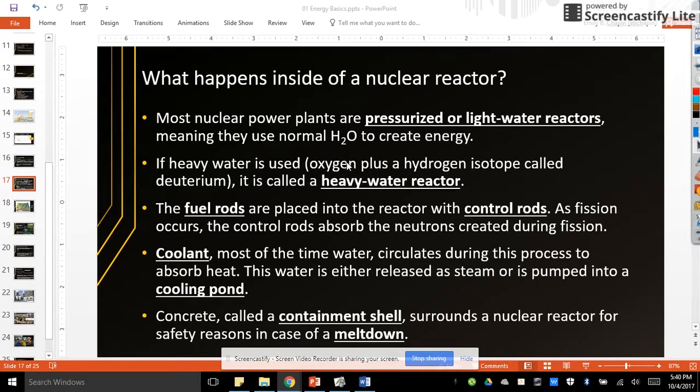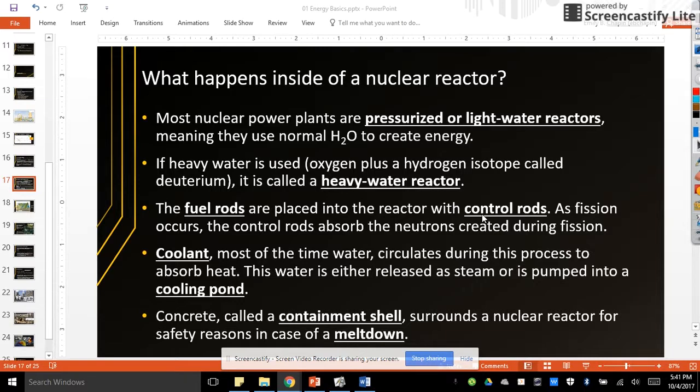So what is going to happen is when we have those fuel rods, which are packed with that uranium dioxide, they are placed into our reactor with control rods. Our control rods are made of elements that are mostly metals that can absorb our extra neutrons, because we're going to have a fission reaction that takes place. Basically, we're splitting those uranium atoms and we're releasing energy that way.